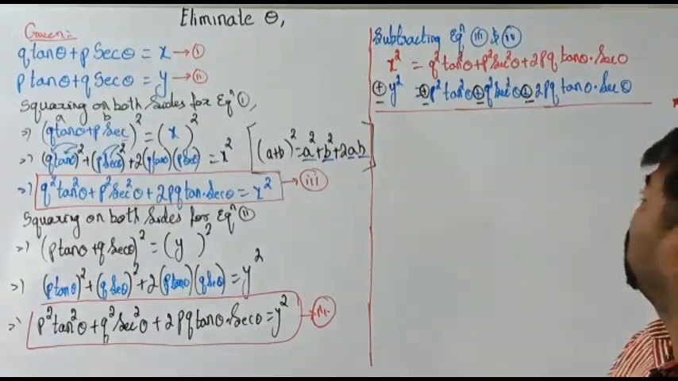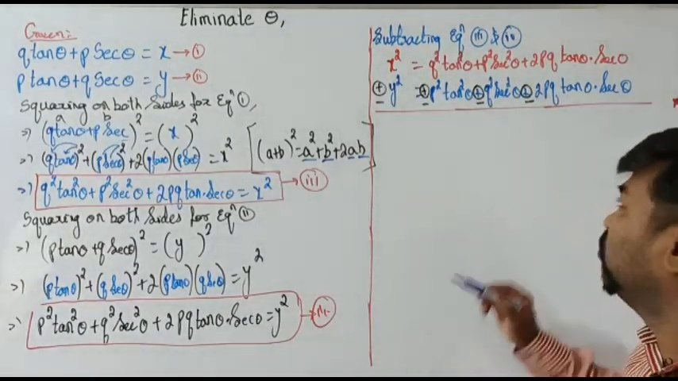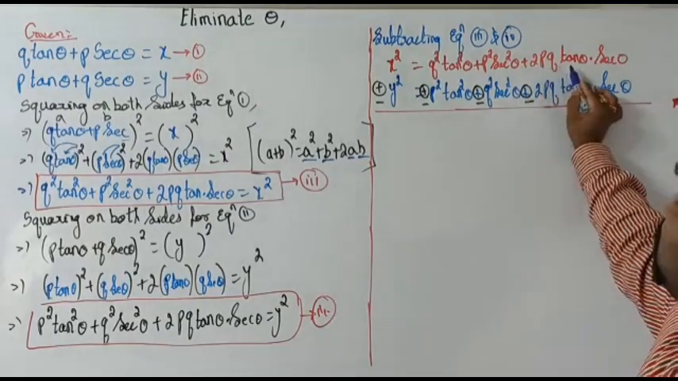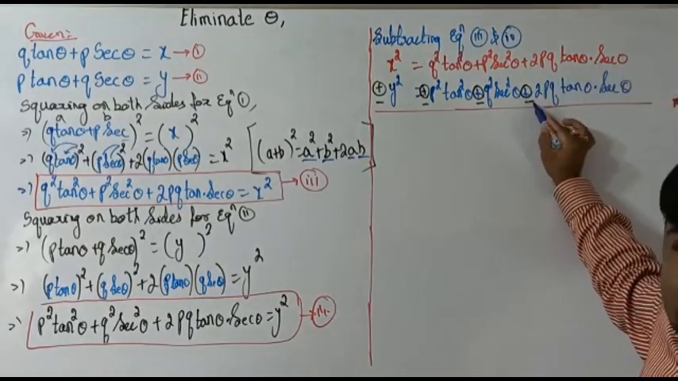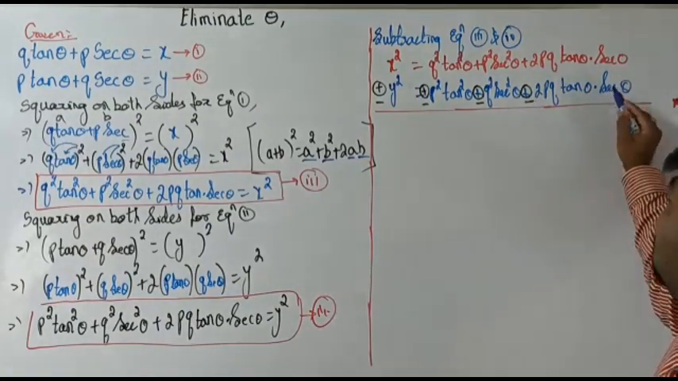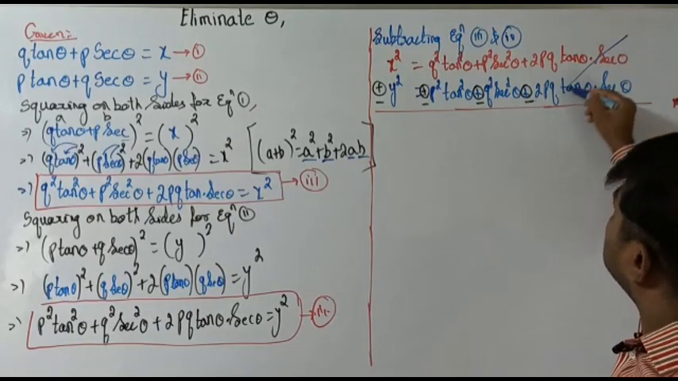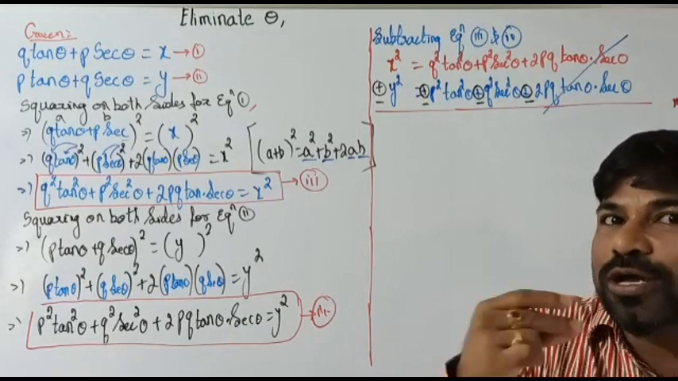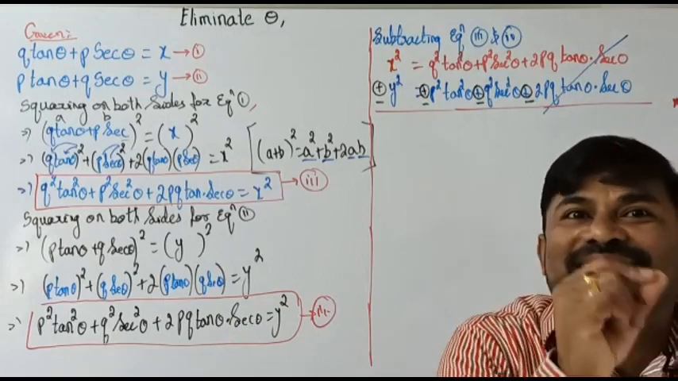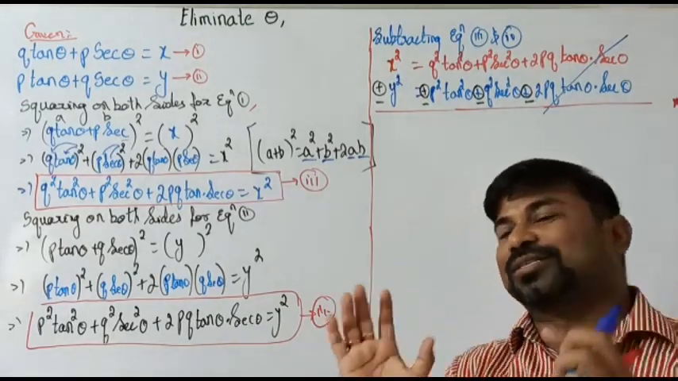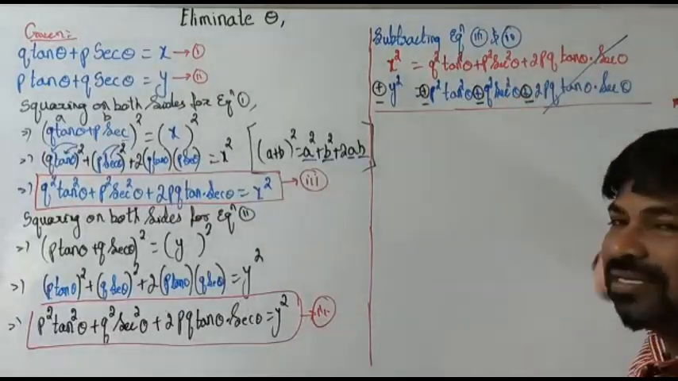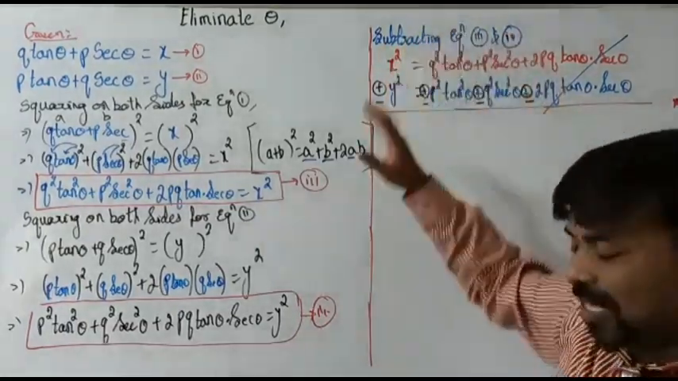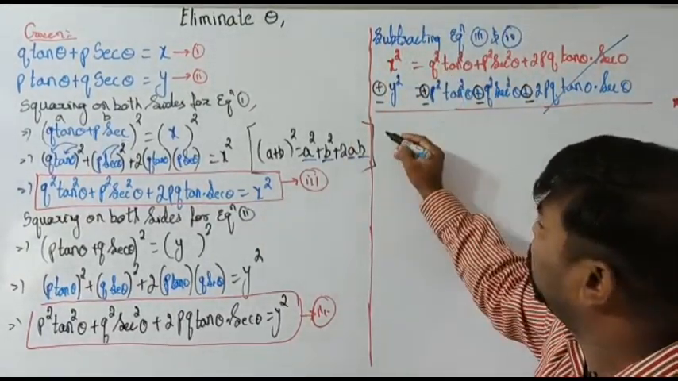Now if you check it out, what is the thing which gets cancelled? 2pq tan theta secant theta minus 2pq tan theta secant theta. Can I cancel this? Yes, we are done with that. We are in the process of eliminating the theta. We have eliminated this entire stuff. Now let's work on this. What is left over here?